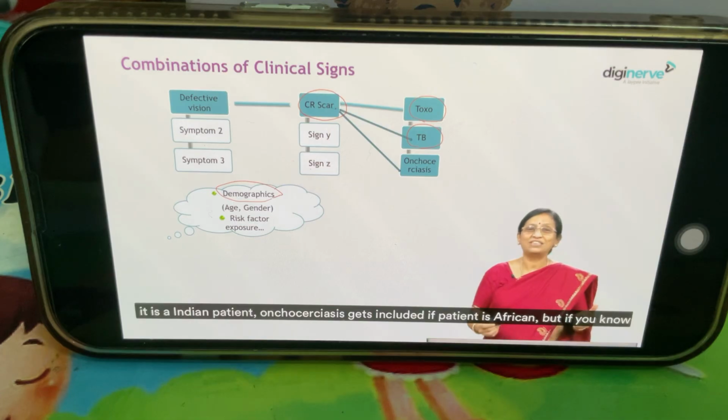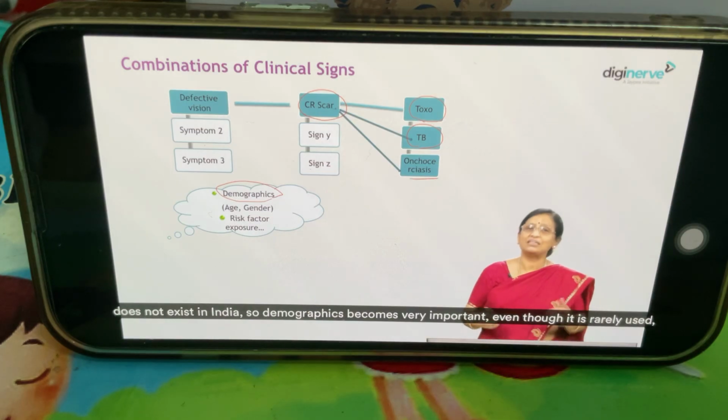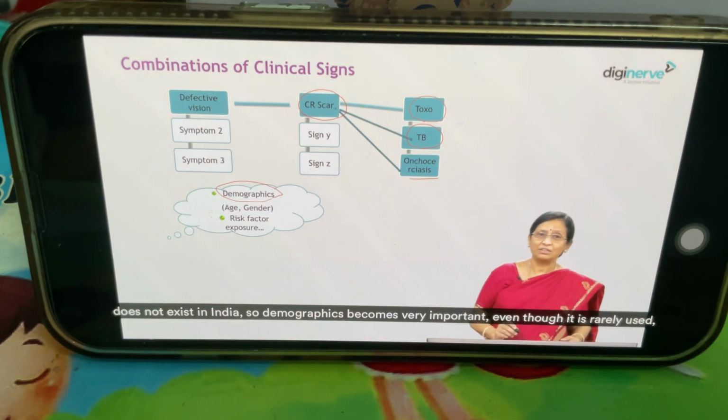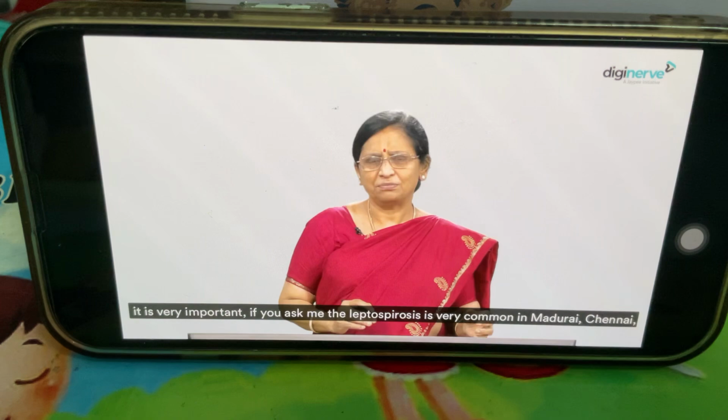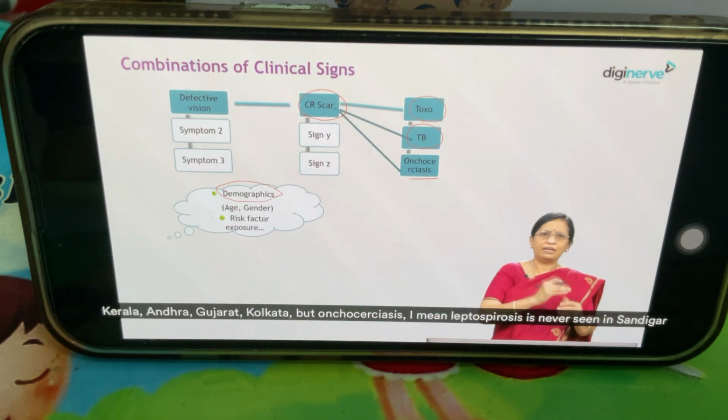Onchocerciasis gets included if the patient is African. But if you know the patient is from India, you will never make a diagnosis of onchocerciasis, because it doesn't exist in India. So demographics becomes very important. Even though it is rarely used, it is very important. If you ask me, leptospiral uveitis is very common in Madurai, Chennai, Kerala, Andhra, Gujarat, Calcutta. But leptospirosis is never seen in Chandigarh or Delhi.